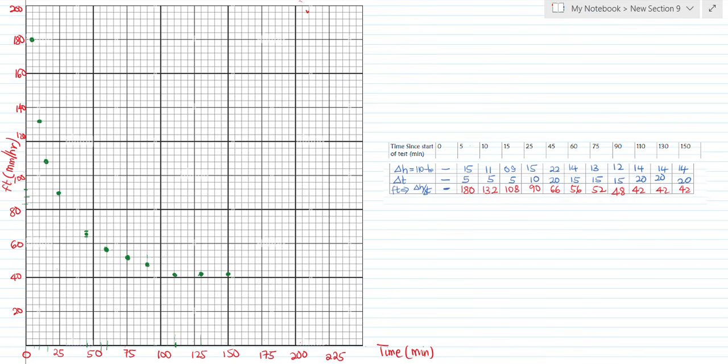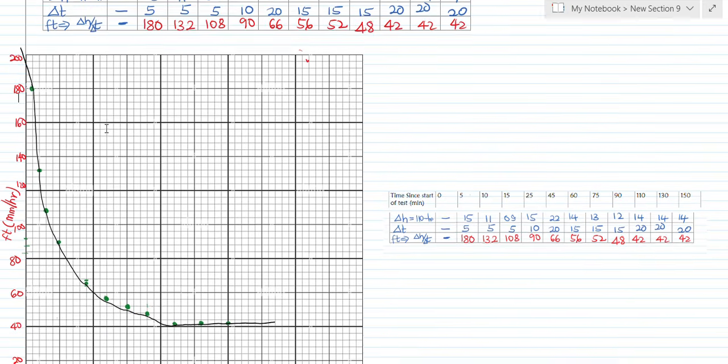I'm using a black line, so I just join. Make sure it passes through the points. It's not passing through. Forgive me. So there it is. Then you just extend this line backwards somewhere here. So let's see what the question asks us to find.